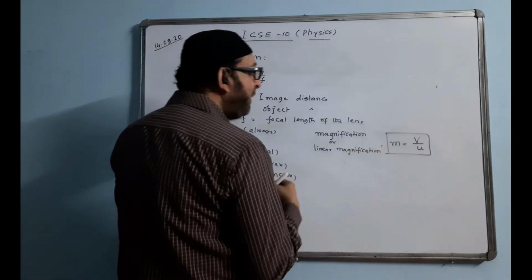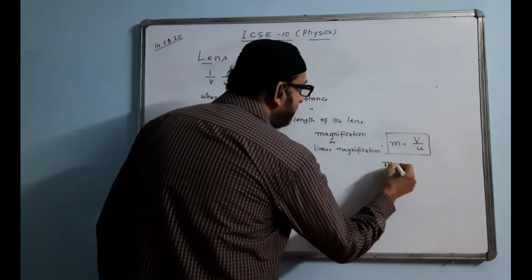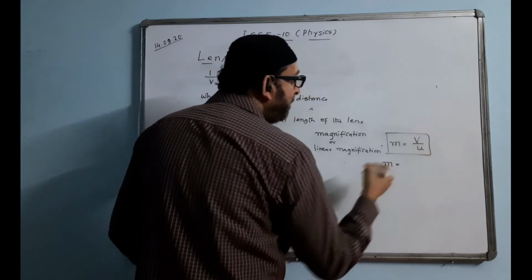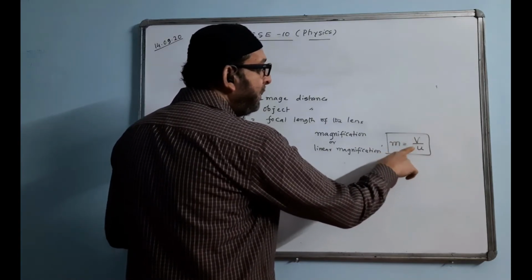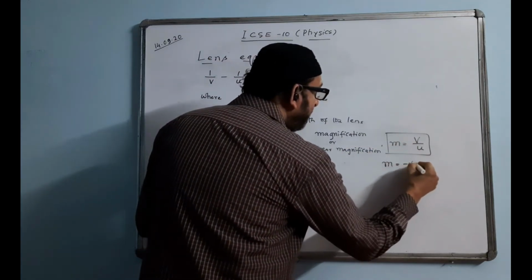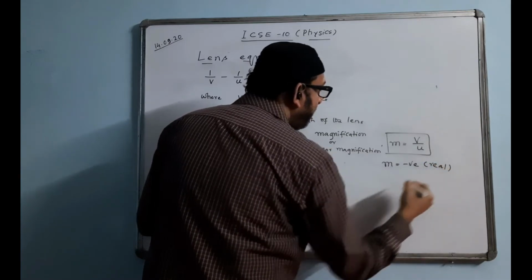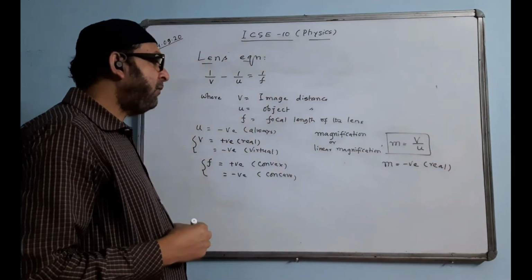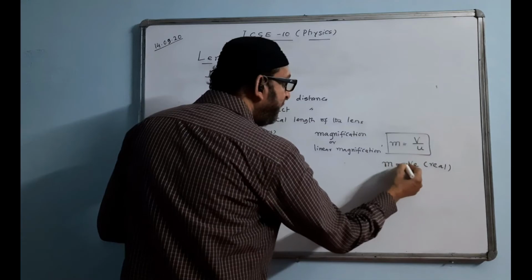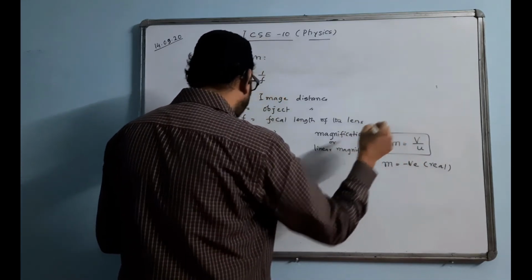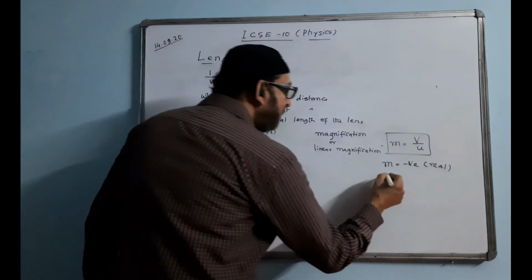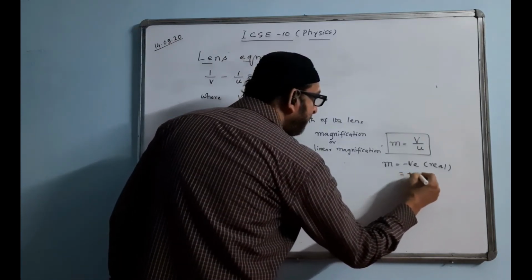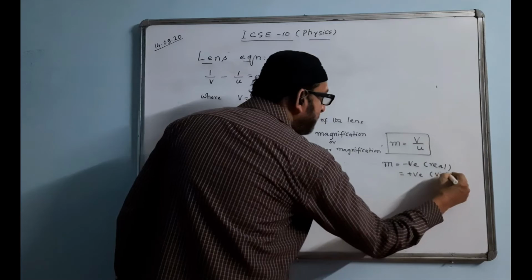And this m also will have a sign. For a real image, v is positive but u is always negative. So positive by negative, the answer will come negative. The sign of m is negative for a real image, and positive for a virtual image.